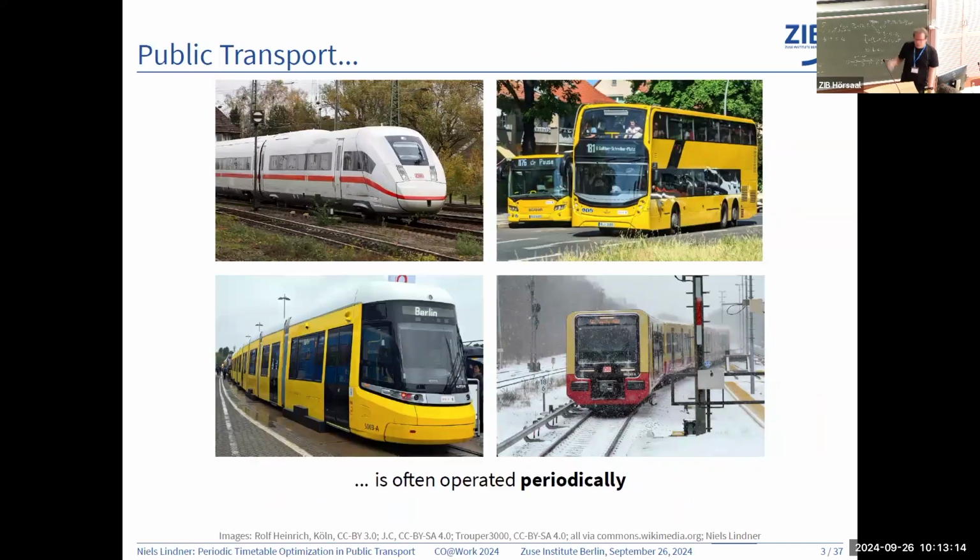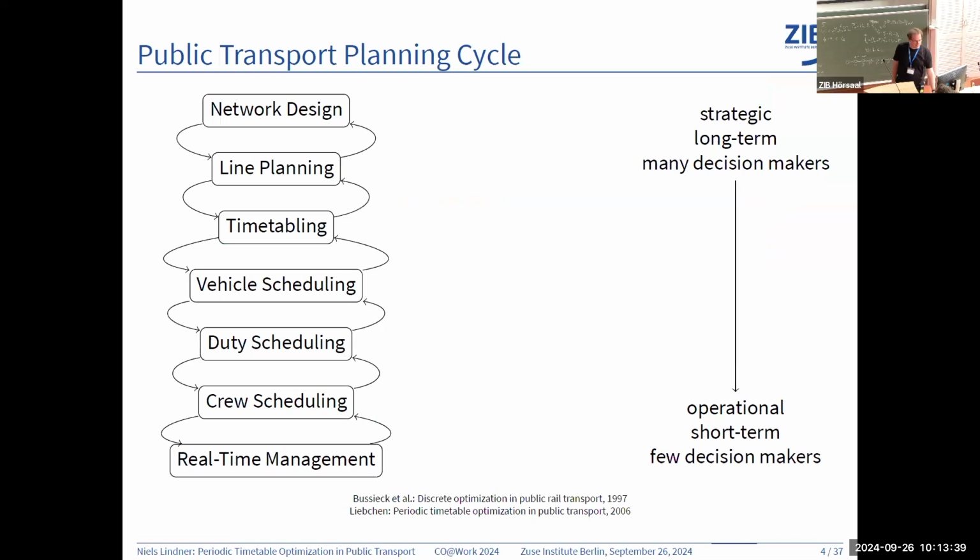If you have never seen that, it looks kind of like this, especially here in the area. What might also have occurred to you is that public transport is often operated in a periodic way. That means you know that your ICE train runs once an hour and your tram runs once every 10 minutes. And this repeats after each period. This creates the need for periodic timetable optimization. And we have basically seen this in pictures on Ralph's slides before.